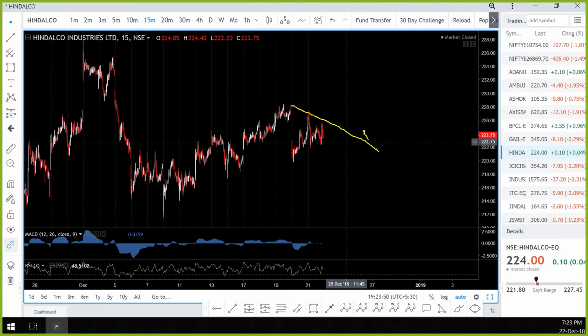All right, so those are the places we are looking at. Once this breaks somewhere here, we might look to buy, because this pattern can develop like that.